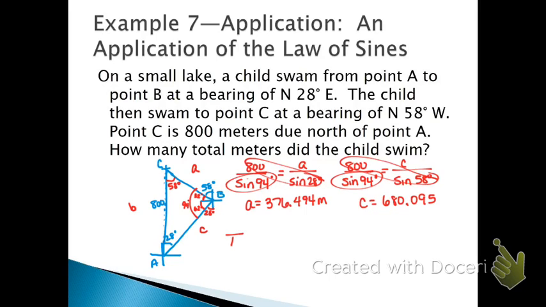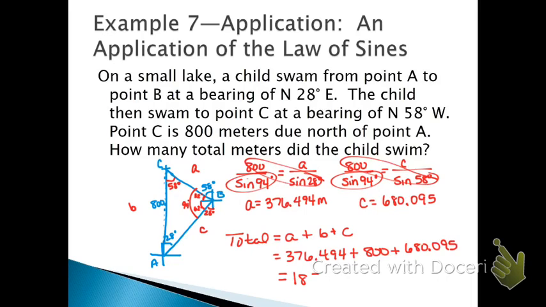Well, remember, we're after the total meters he swam. So the total is going to be the three sides. So it's side A plus side B plus side C. So I end up with 376.494 approximately, plus side B was 800, that was given in the problem, plus side C, 680.095. I add those up and I get 1,856.589 meters. That's the total distance that that child swam.